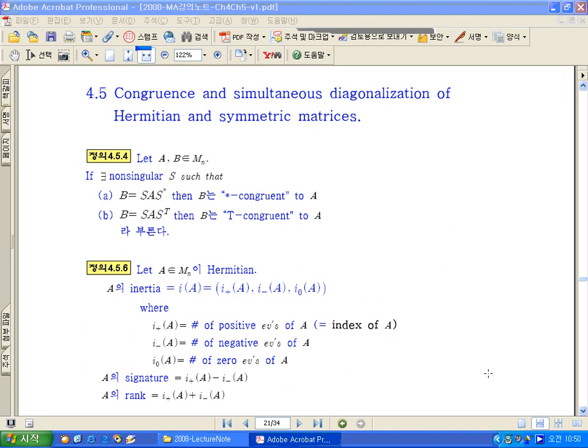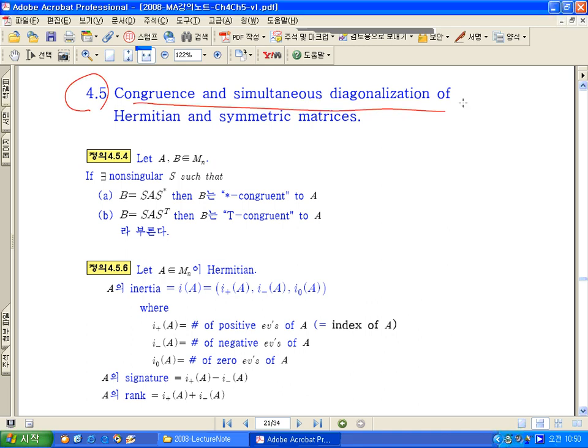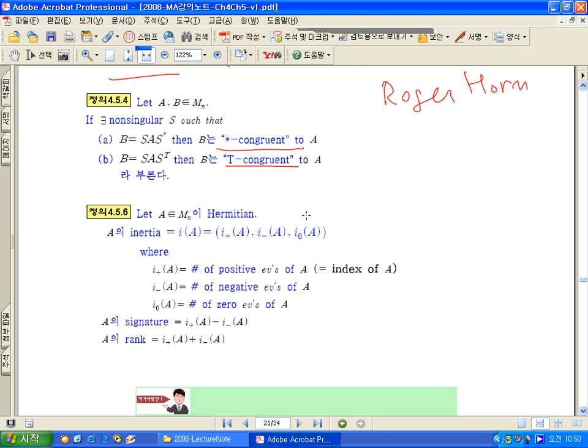Okay, now we start the congruence and simultaneous diagonalization of Hermitian and symmetric matrices. When Professor Roger Horn visited Sungkyunkwan University, he talked about star congruent and T congruent. Yeah, this is that part.